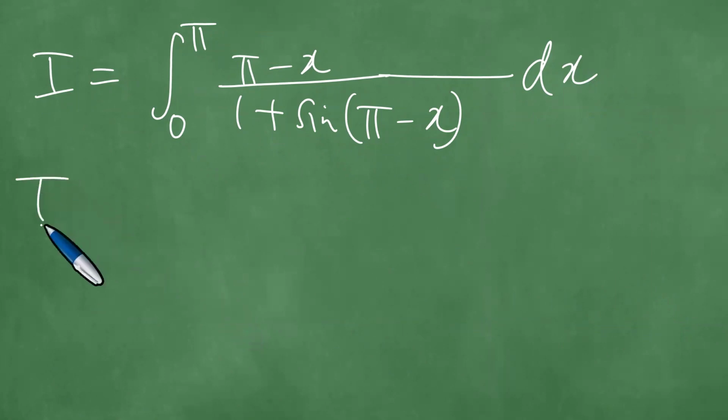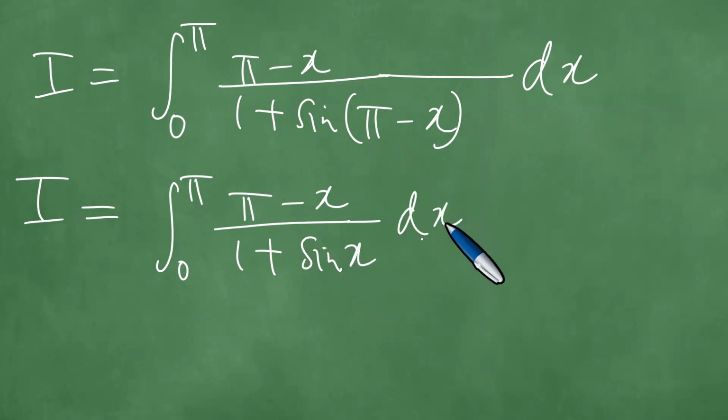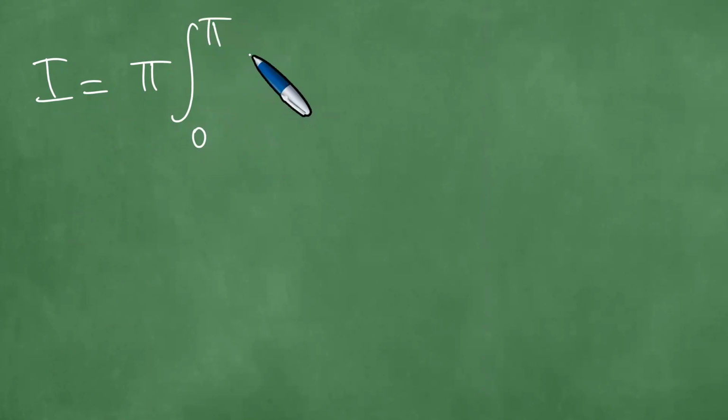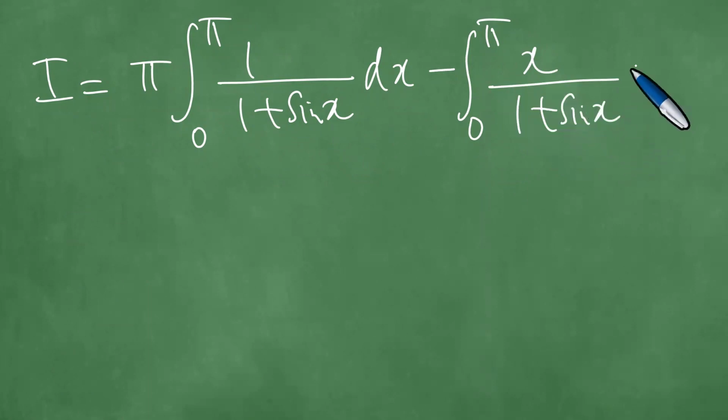Now, in the end, it becomes the integral of pi minus x, divided by 1 plus sine of pi minus x. Pi minus x is an angle in radians in the second quadrant, in which the sine is positive, so sine of pi minus x is sine x. We can distribute these terms: I equals pi times the integral from 0 to pi of 1 over 1 plus sine x dx, minus the integral from 0 to pi of x over 1 plus sine x dx.